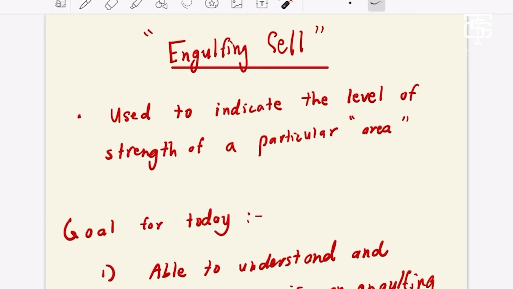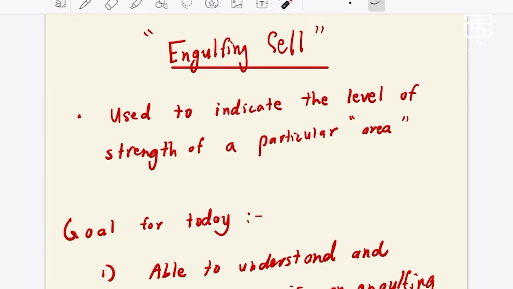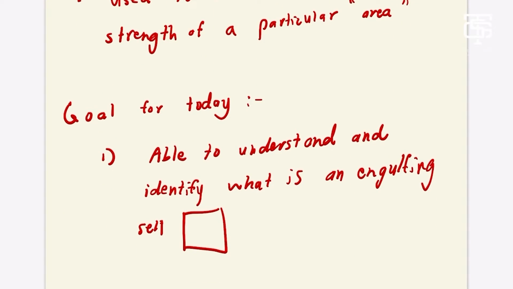So what is the usage of engulfing sell? So for you guys out there, engulfing sell is an indicator to know the strength of a particular area. So we use engulfing sell zones to indicate the level of strength of a particular area. And before I start showing you guys what is engulfing sell, the goal for today is you guys need to be able to understand and identify what is an engulfing sell. So if we get to tick this box today, that's a good job for you guys.